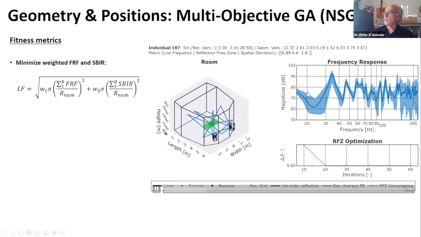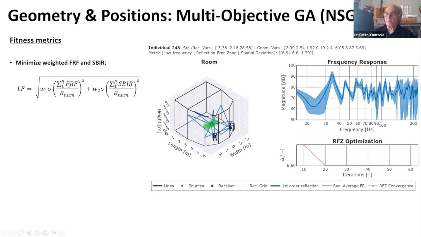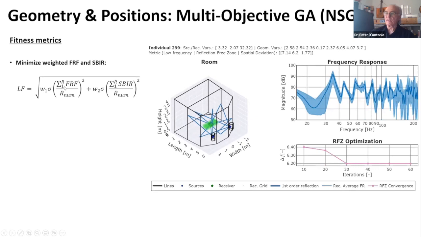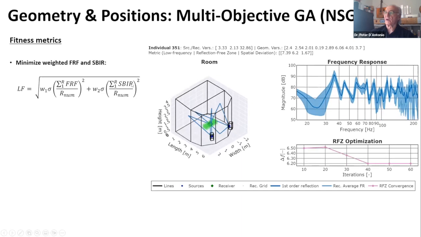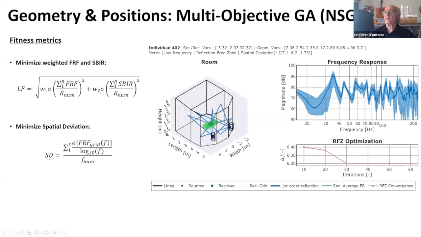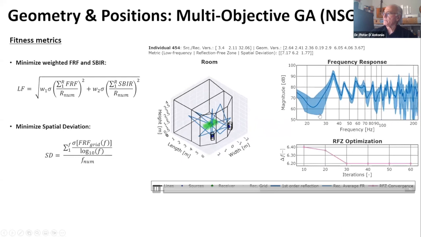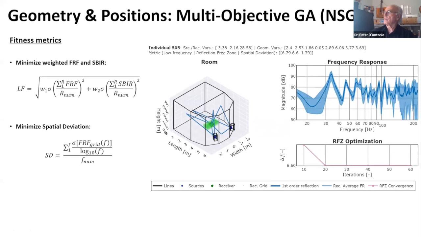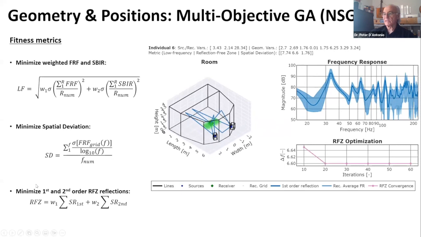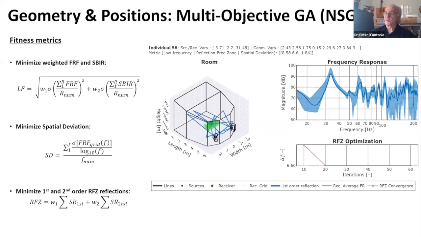And we do that by minimizing the weighted average of the standard deviation of the frequency response and the weighted SBIR, the speaker boundary interference response. We do that with a spatial deviation because we want to minimize this light blue as much as possible to allow for head movement, for other various types of movement during a mix. And then lastly, we want to minimize the level of the first and second order reflections in the reflection-free zone.